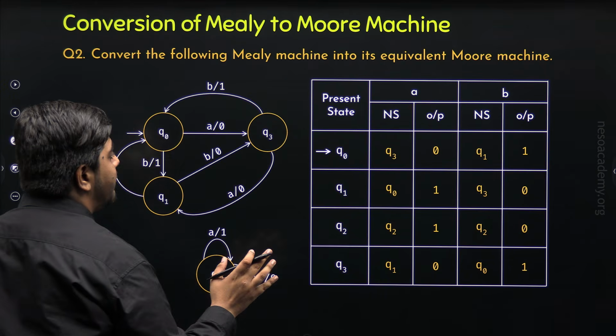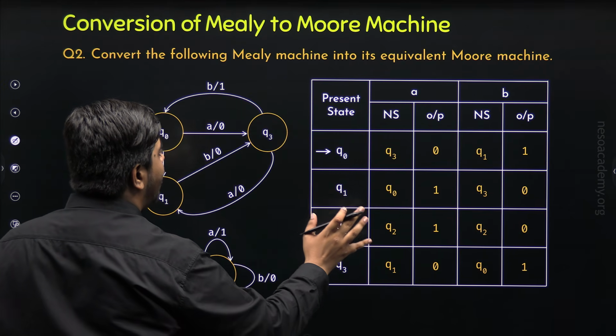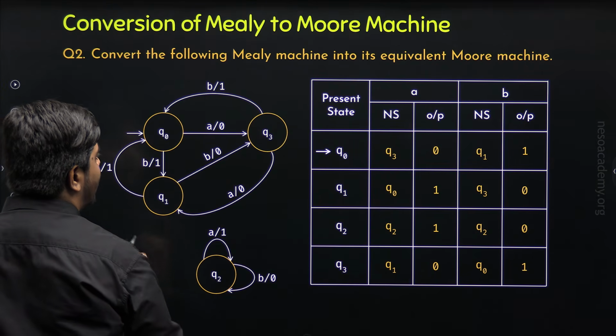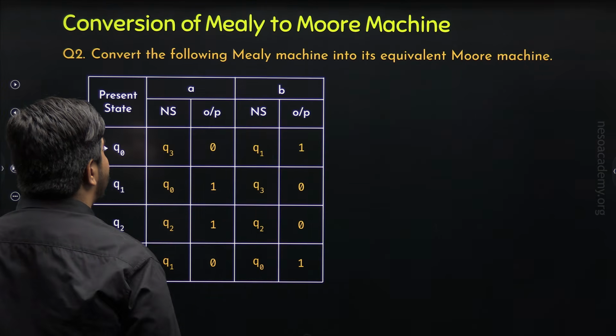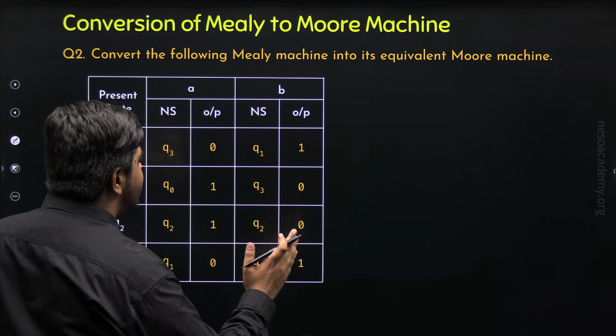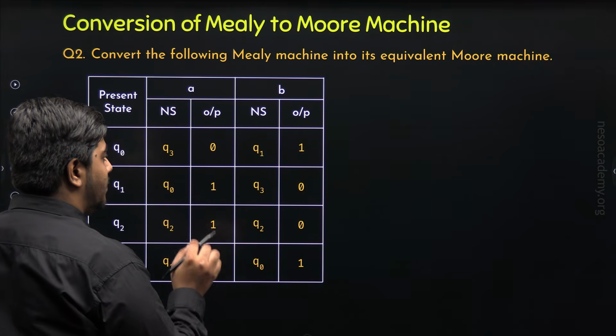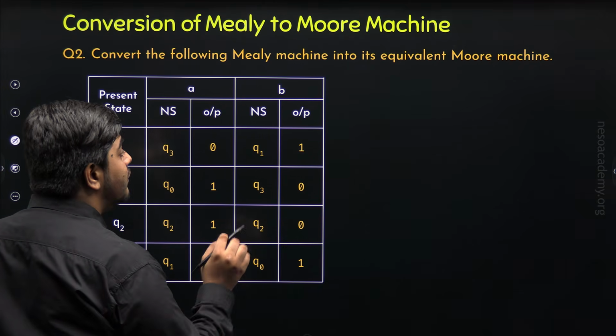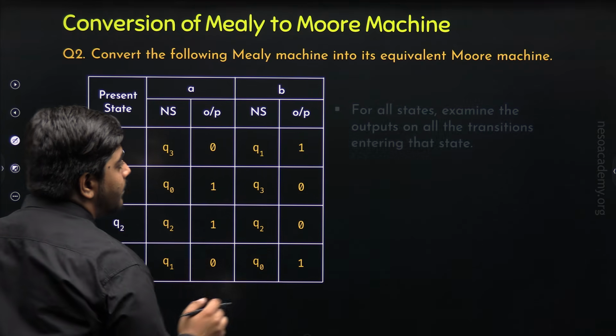This is how we have completed our transition table of Mealy machine from the transition diagram of Mealy machine given to us. So this is the transition table of Mealy machine. Now we need to convert this into the transition table of Moore machine. But to convert it, we need to follow some steps.